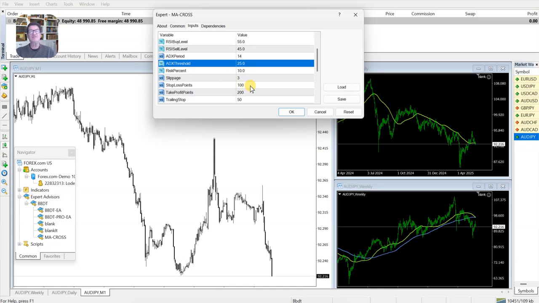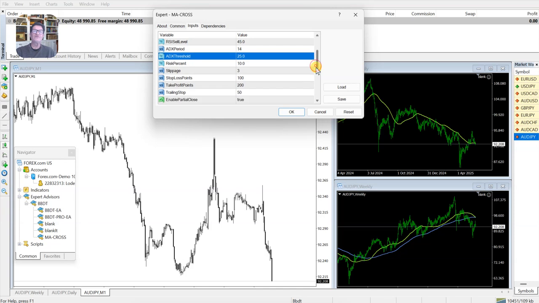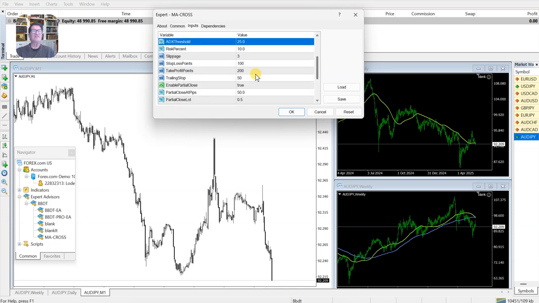Stop loss: once you enter a position, this will automatically trigger stop loss and take profit. The stop loss is at 100 pips and the take profit at 200 pips. That's a 2-to-1 ratio. You can set this any way you want. The trailing stop is set to 50, meaning the trailing stop will be automatically triggered once the price has moved 50 pips in the direction of your position.